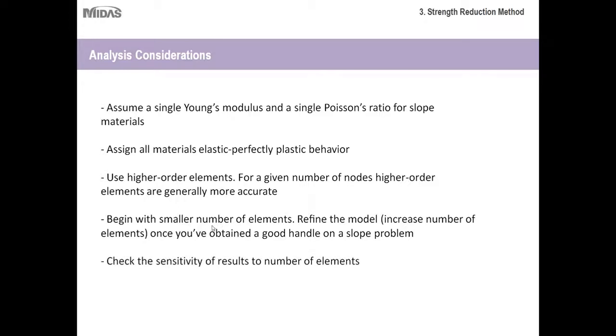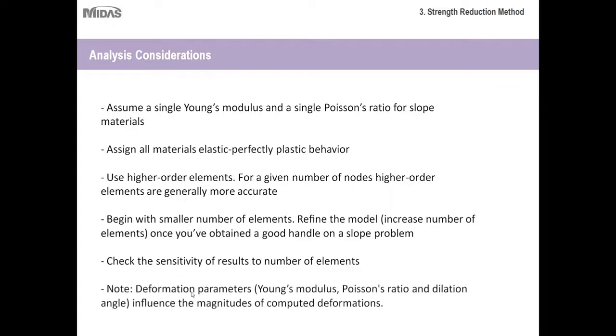And then you need to check the sensitivity of results to the number of elements. So if you're using high order elements along the face of your slope, then you'll be able to have results that are much more reliable. So once again, save the higher order elements, or anyway the very small or fine elements, for your final design. That way you can have an accurate, optimized model.